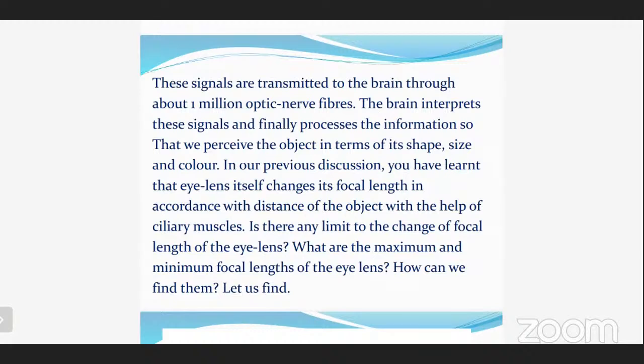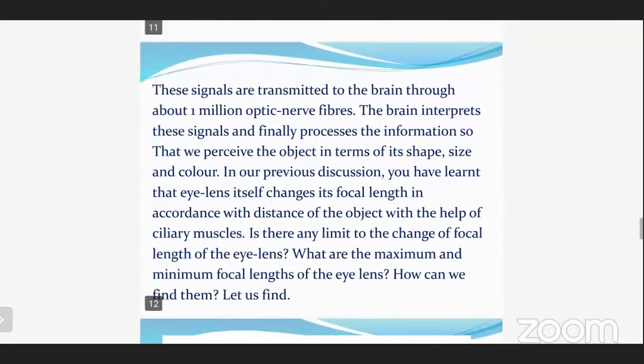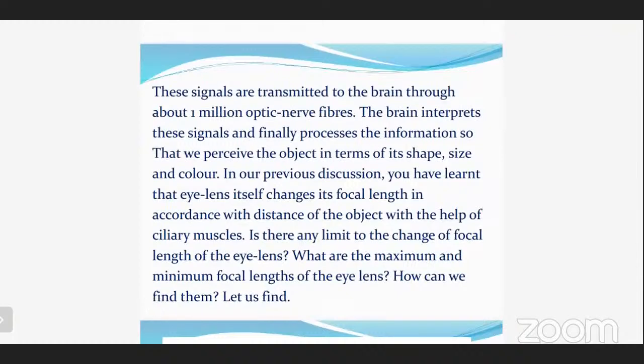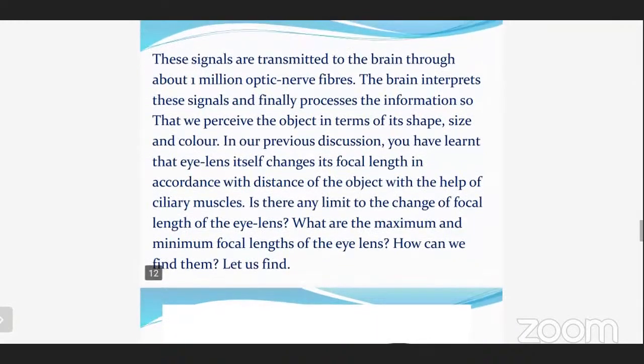The brain interprets these signals and finally processes the information so that we perceive the object in terms of its shape, size and color. So what does it mean? When the rods receive the signal, it is transmitted to the brain. Suppose any object is round in shape. When we receive the signal from rods and cones through the fibers, our brain identifies it, and then we can identify the shape and color of the object.